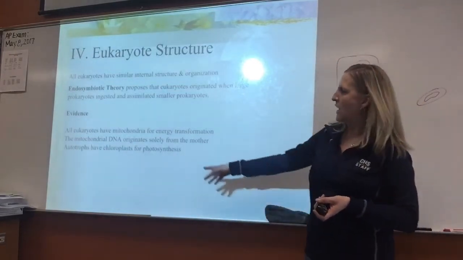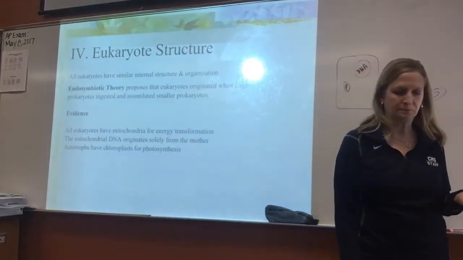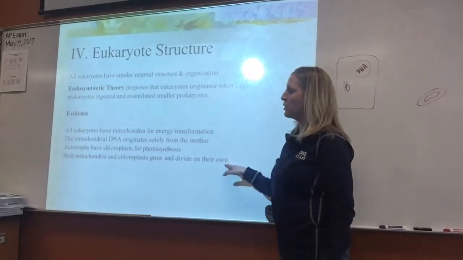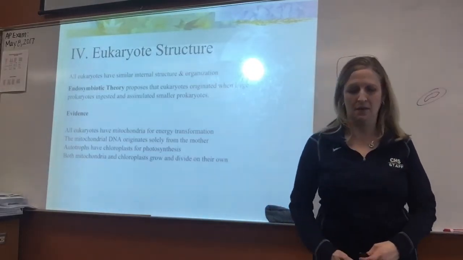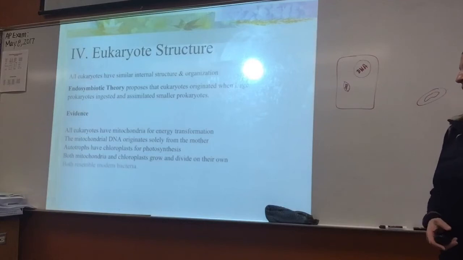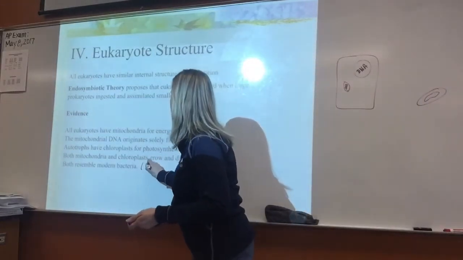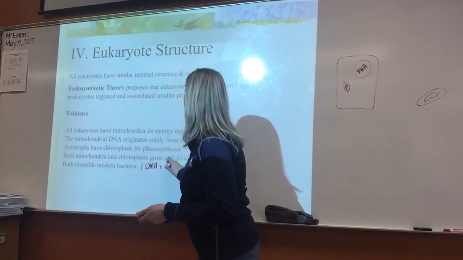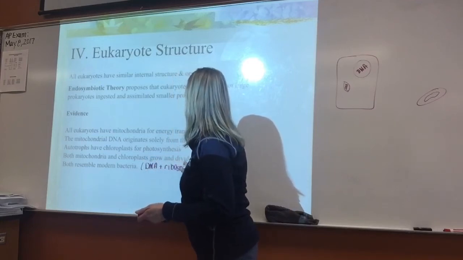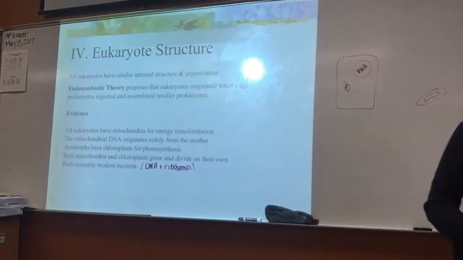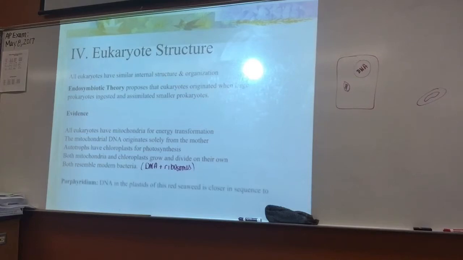Autotrophs, like plants, have chloroplasts for photosynthesis. Both mitochondria and chloroplasts grow and divide on their own, like bacteria. And they both resemble modern bacteria in that, I'll put in parentheses, they have DNA and ribosomes. All right, that's two big things there. I know it's going to be hard to see this last little bit here. It's way down there, so I apologize if you really can't see it; feel free to move around.